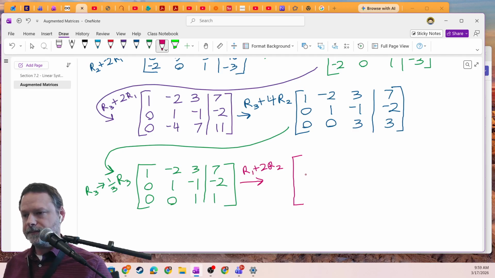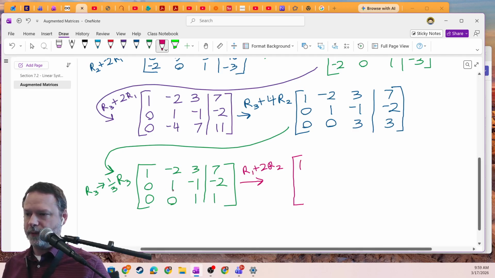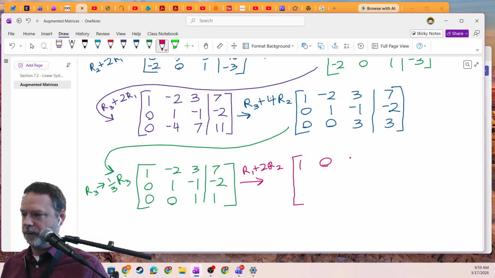Okay. Yes. Row 1. We're messing with row 1. Well, 2 times 0 plus 1 is 1. 2 times 1 is 2 plus negative 2 is 0. 2 times negative 1 is negative 2 plus 3 is 1. 2 times negative 2 is negative 4 plus 7 is 3. Okay. Keep going here. That's what I got now. Okay, and then I didn't mess with the rest. All right.